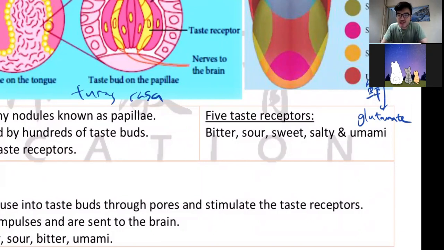So what else has umami? If you say, sir, I'm a vegetarian, I cannot eat ikan bilis. Tomato lah. Have you realized something? Tomato soup tastes really good. Let's say you want an appetizer, tomato soup is a very good appetizer. It makes your tongue very sensitive because tomato is umami.